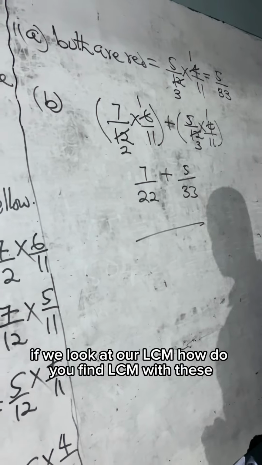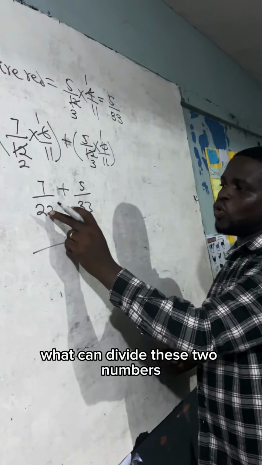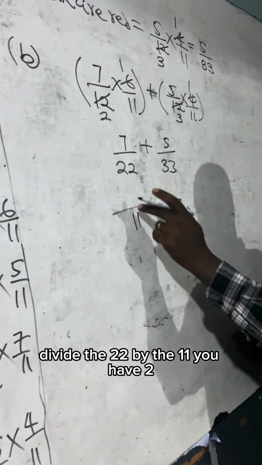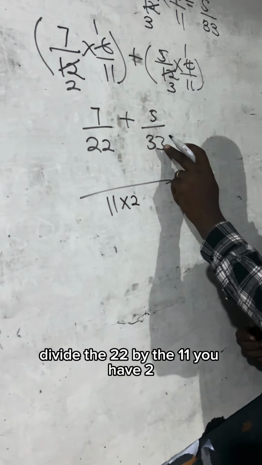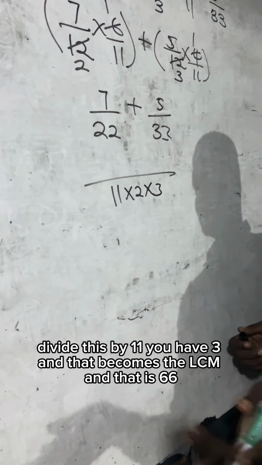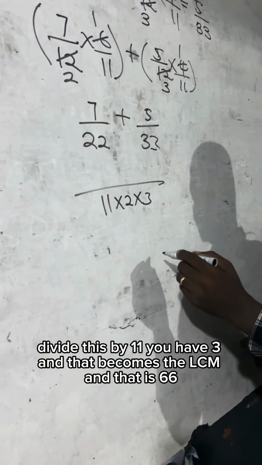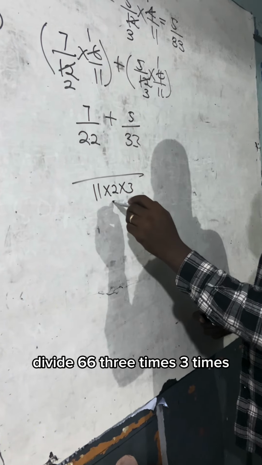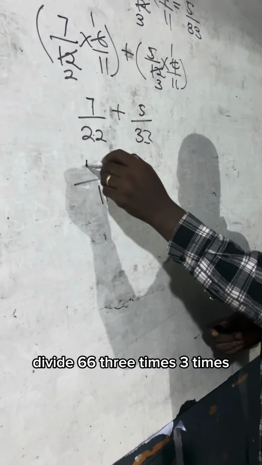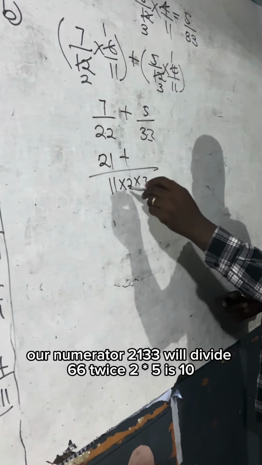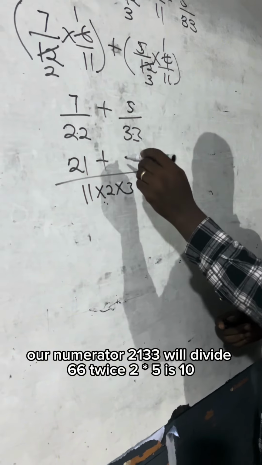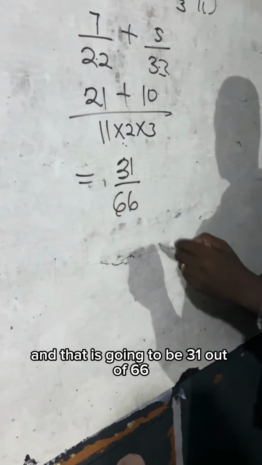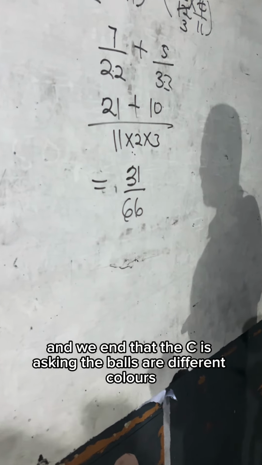If we look at our LCM, how do you find LCM with ease? What can divide these two numbers to their remainder? 11 can. Divide the 22 by 11, you have 2. Divide 33 by 11, you have 3, and that becomes the LCM, 66. So with 66, how many times does 22 divide 66? 3 times. 3 times our numerator, 21. 33 will divide 66 twice. 2 times 5 is 10. And that is going to be 31 out of 66. Nothing can reduce it, and we end that.